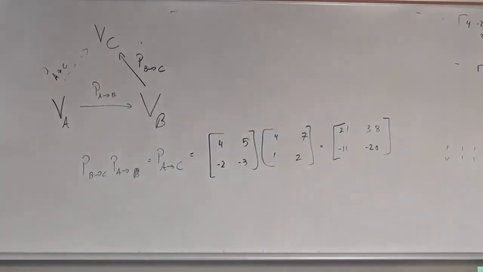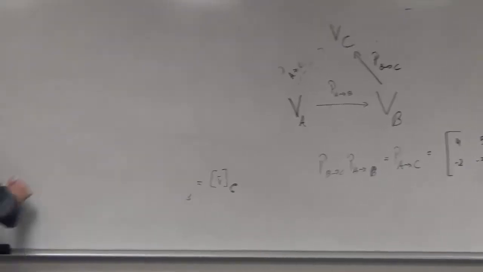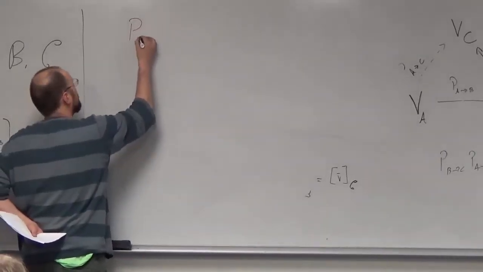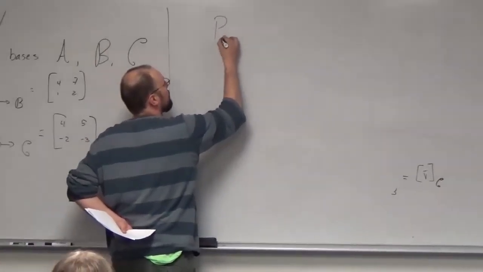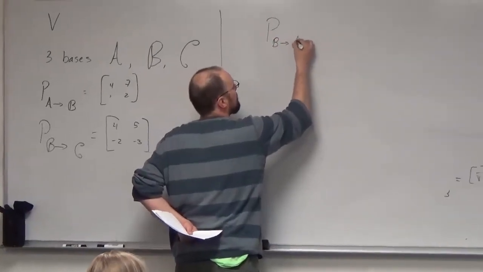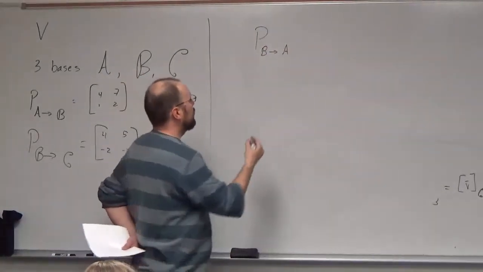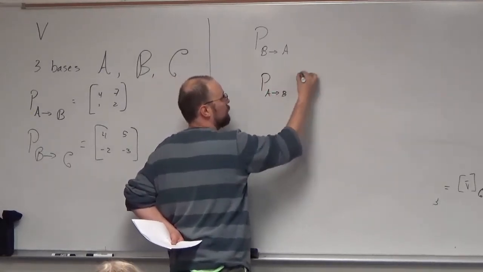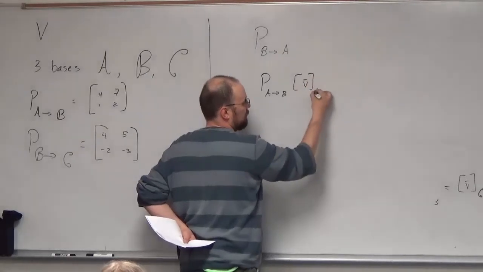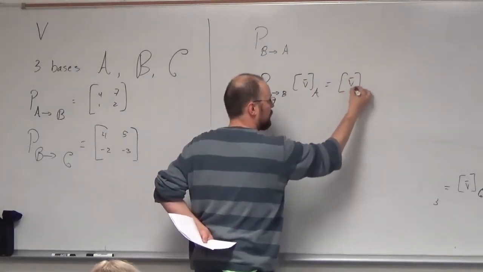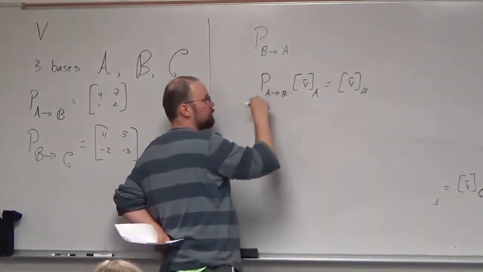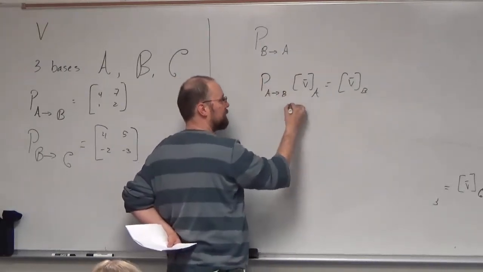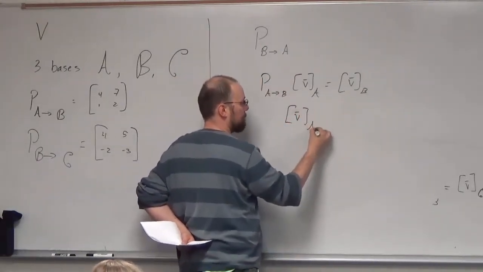Well, let's maybe do a simpler question before we try that one. What's the transition matrix from B to A? Well, we know that the transition from A to B will multiply a coordinate vector with respect to basis A, and return a coordinate vector with respect to basis B, and this matrix is invertible, so you can multiply both sides by the inverse of that matrix.